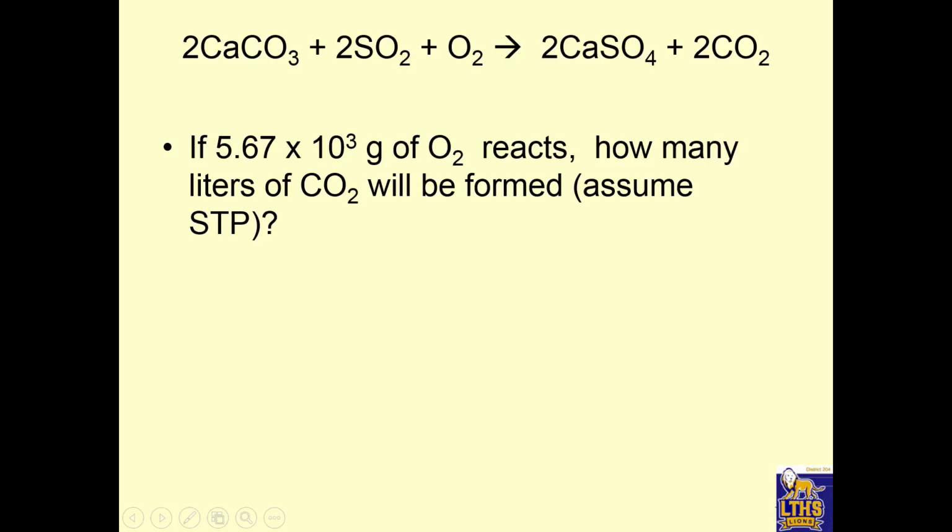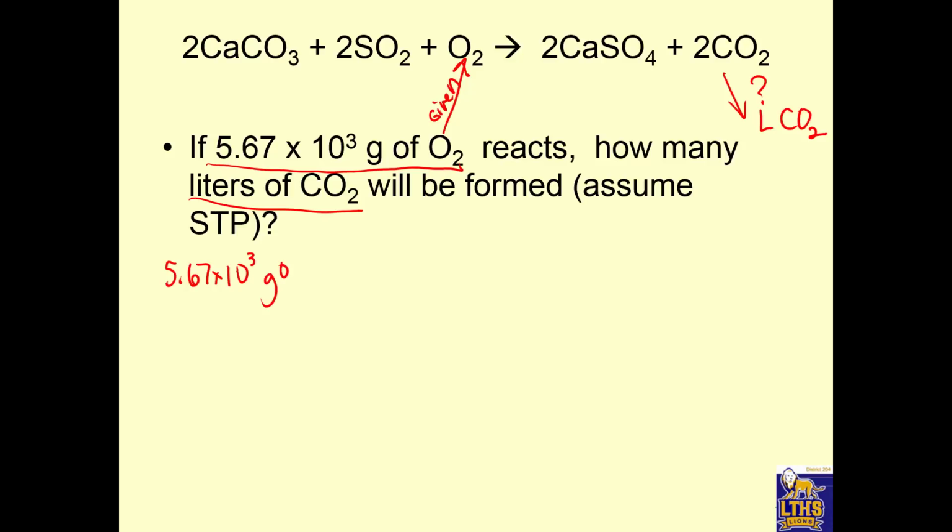All right, we're going to keep going. This time I have this many grams of O2 going in, given, all right? And then I want to know liters of CO2. How many liters of CO2 are going to come out? So I have to change oxygen into carbon dioxide. The only time I can do that is if it's in moles. So I say my 5.67 times 10 to the third grams of O2. And so I have to get that to moles because you can't change the chemical identity unless you're in moles.